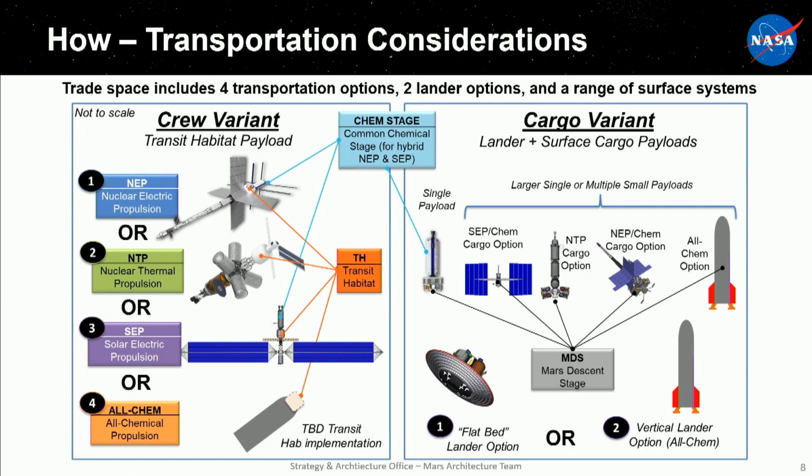The how, and now this is something that we always think about when we think about Mars architecting. This is what we really think about: multiple options. Again, one of the key tenets of what we're trying to do here is understanding that the trade space is wide open. We are evaluating all the options.